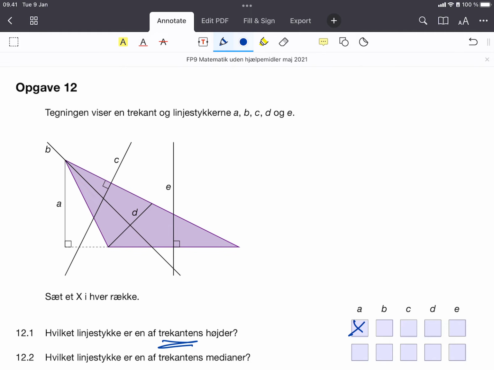triangle's medians? So a median is a line that goes through the center of one side to one of the vertices or one of the points on the other side. So I'm just trying to justify the idea that B isn't that. It kind of doesn't look right. But is there anything that tells me for certain that it is D? That's interesting.